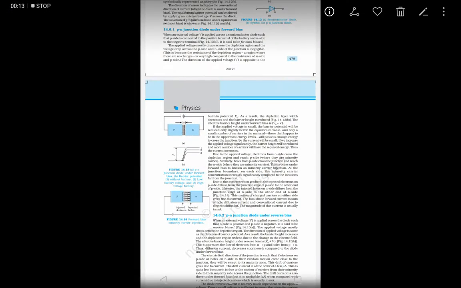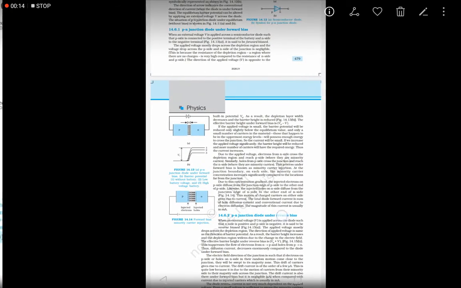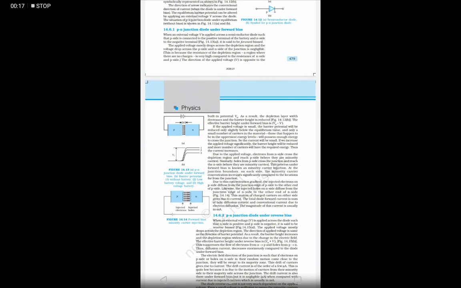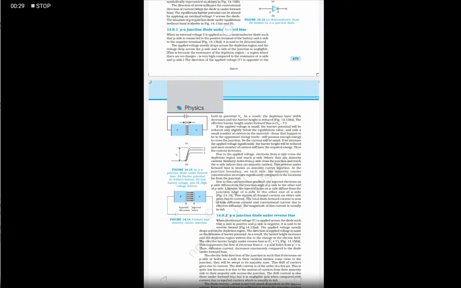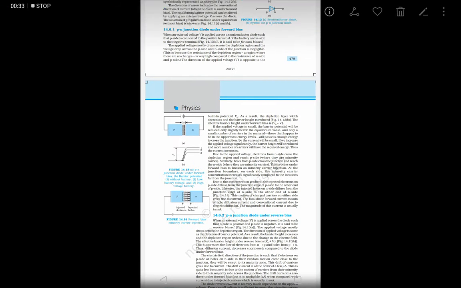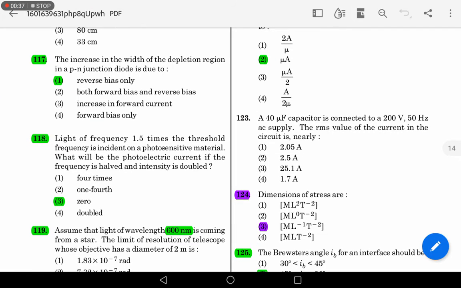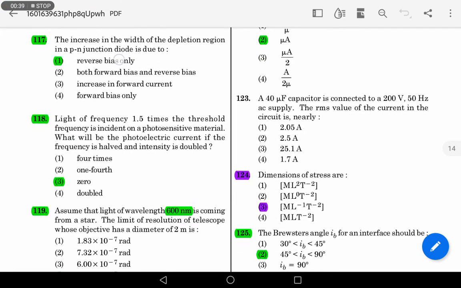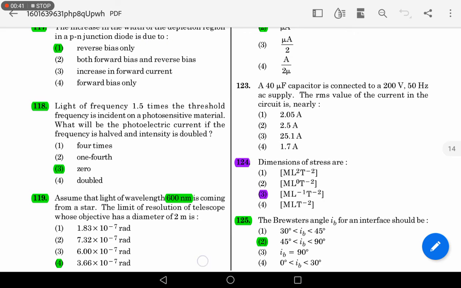So you could see here a PN junction under reverse bias, PN junction under forward bias. For PN junction under reverse bias, the depletion region widens due to change in electric field. And for PN junction diode under forward bias, the depletion layer width decreases. So it's a direct statement from NCERT. For reverse bias only, there is an increase in width of depletion region.